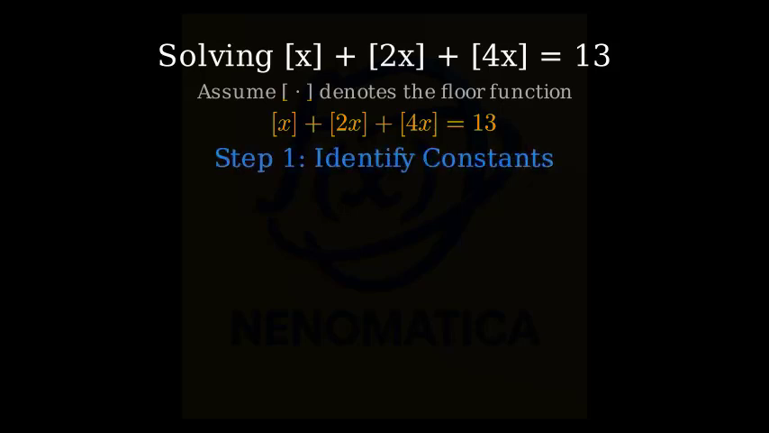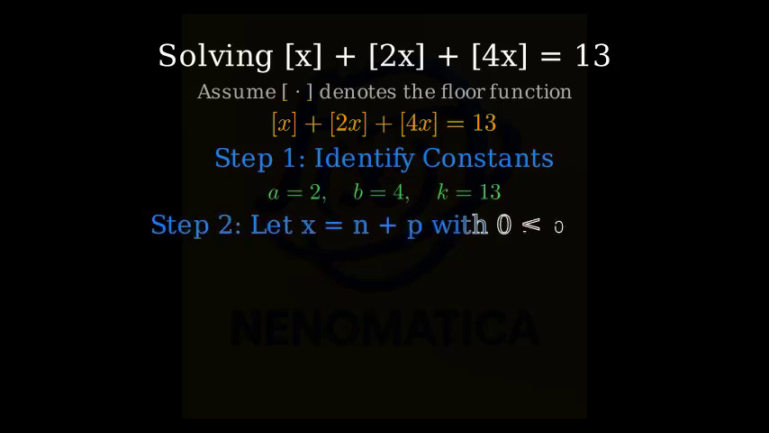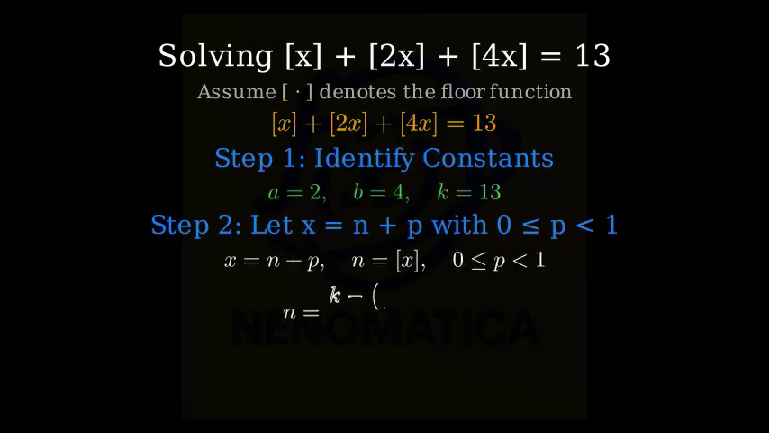Step 1. Identify the constants. Here a equals 2, b equals 4, and k equals 13. Step 2. Decompose x into its integer and fractional parts. Write x equals n plus p, where n is floor of x, and p is in the interval from 0 inclusive to 1 exclusive, for the equation floor of x plus floor of 2x plus floor of 4x equals k.